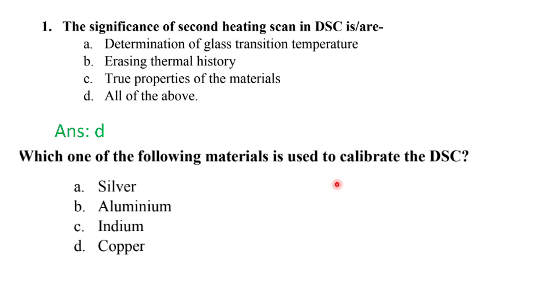Which one of the following materials is used to calibrate the DSC? We have discussed that we can calibrate DSC by a metal which has a very specific melting point. So the answer is indium. It is required to calibrate the DSC.